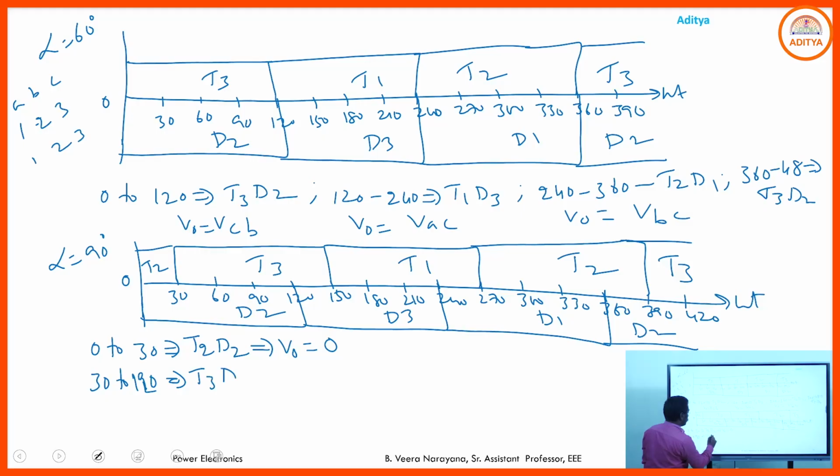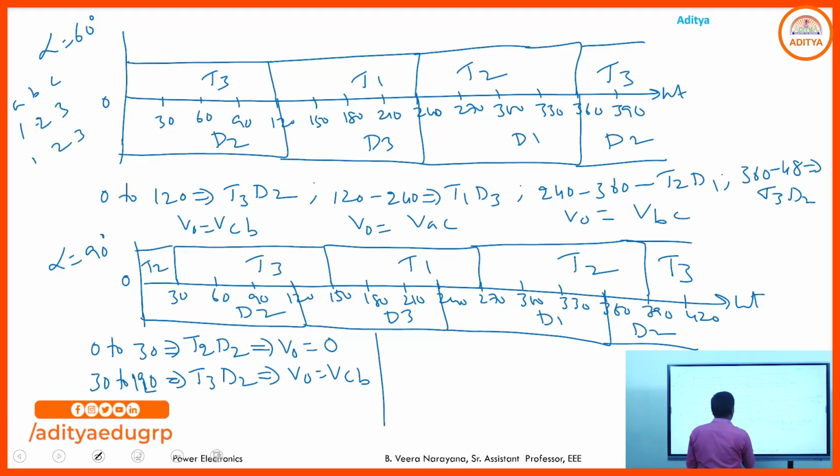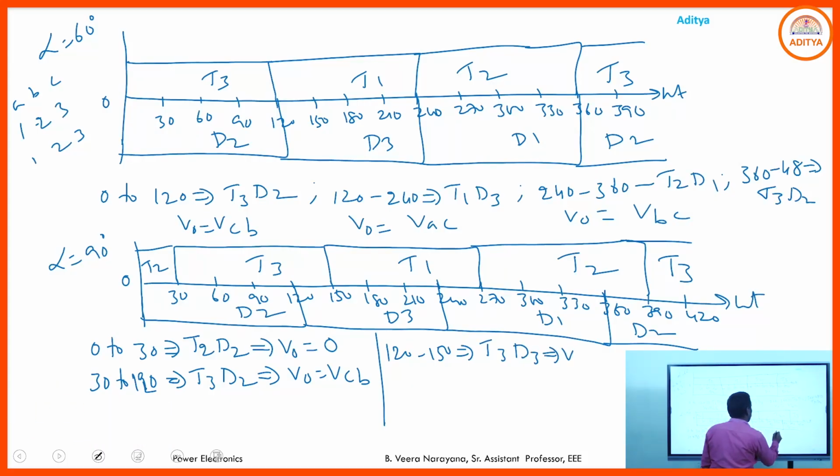T3, D2. With T3 in the on state, V0 is equal to VCB. Similarly, from 120 to 150, T3 D3 must lie on the same leg, so again the output voltage is 0. From 150 to 240, T1 D3, then the output voltage is VAC.